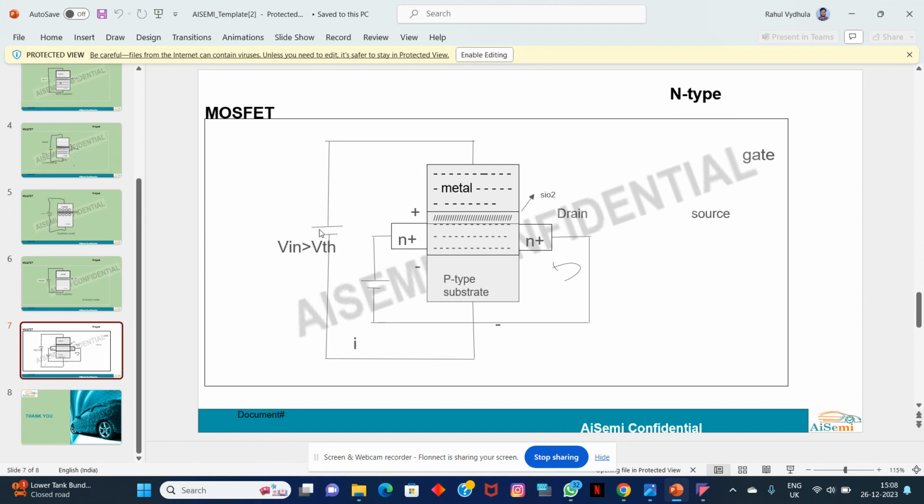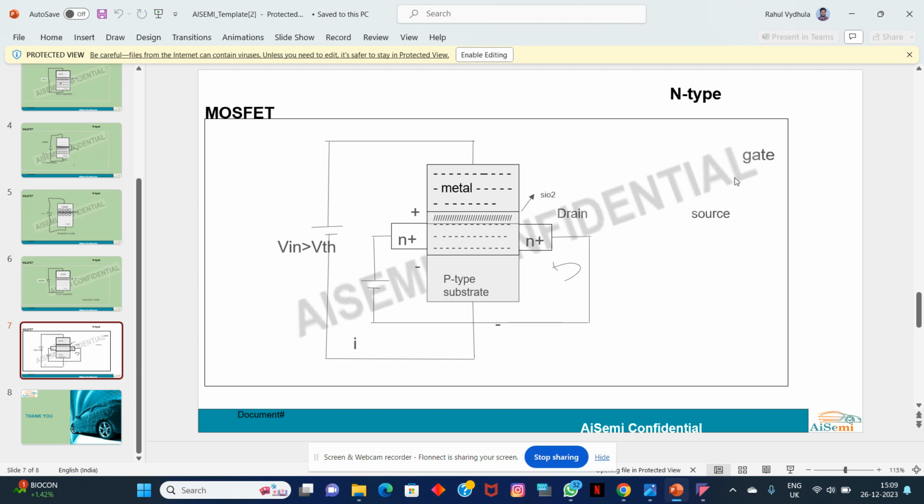The positive drain terminal attracts the electrons. Then the depletion region at the drain will increase. This depletion region will increase, and it will stop the flow of the current.